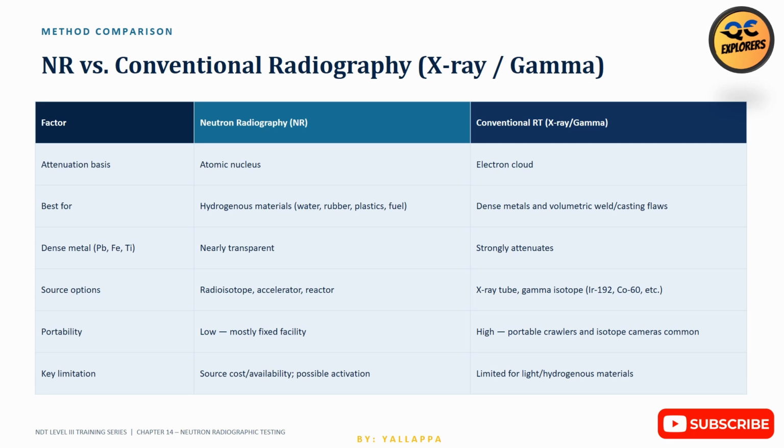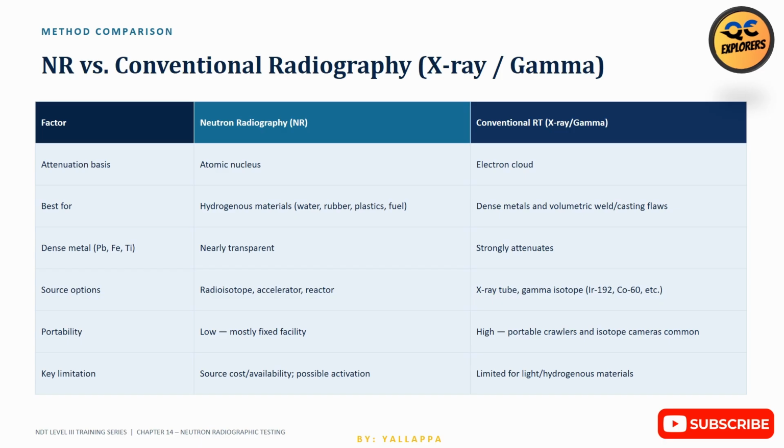Let's use a practical example. Imagine you're inspecting an aircraft hydraulic actuator. If your objective is to detect cracks in the steel housing, conventional radiography is likely the better choice because it provides excellent definition of metallic structures.